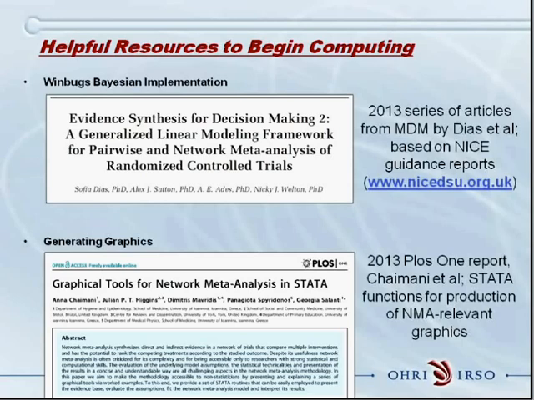For those who are looking for a bit about computing, I'll just mention quickly 2 references you can look to. The folks from Bristol and Leicester, led by Sophia Dias, have a series of reports in the Medical Decision Making Journal, and also available through the NICE Decision Support Unit, which will take you through lots of the WinBUGS programs available for performing network meta-analyses. Anna Chaimani, Julian Higgins, Georgia Salanti, and others have also published a very recent paper talking about tools for Stata, tools to generate a lot of the graphics for networks in terms of network diagrams and some of the result summaries you can also generate for your reports.